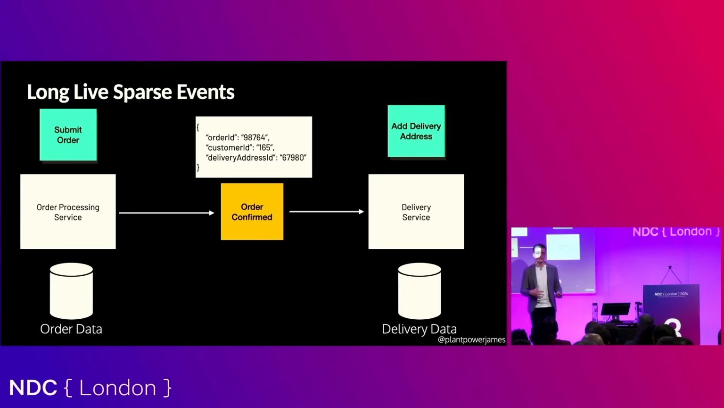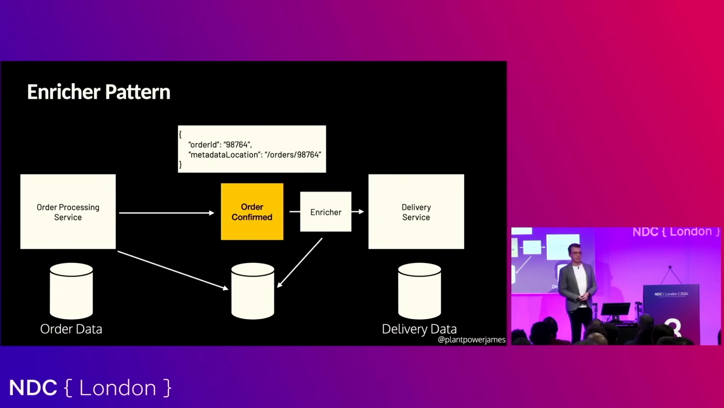You can include other identifiers as well. The other option you've got here is a pattern called the enricher pattern, and the enricher pattern allows you to enrich event information as it moves through the system. So as a producer, you might still publish a sparse event, and the vast majority of downstream consumers might only be interested in that sparse event, and they're happy with that. Some services might need that additional information.